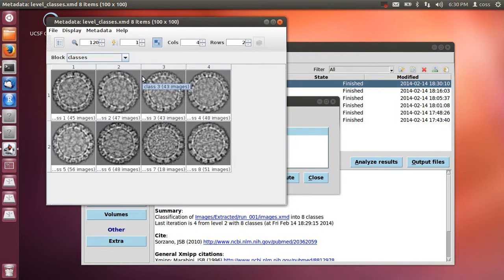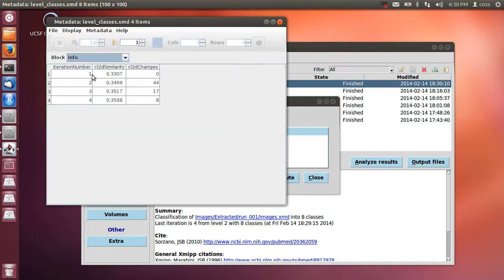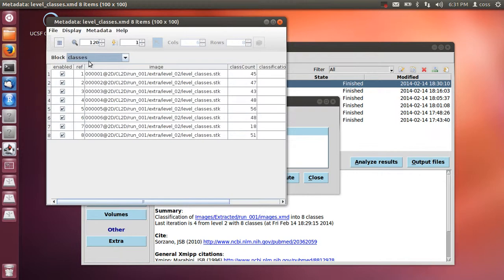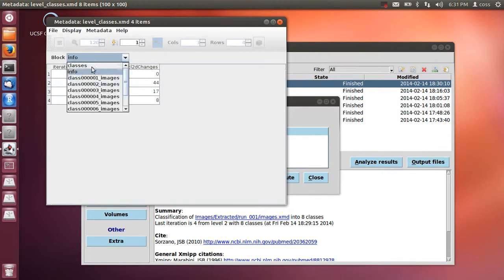are rather rich files that may have a lot of information. So for instance, here you can see the classes, but you can also see the info. The info is structured in blocks, so there are different blocks inside the metadata. This is the block of classes, this is the block of information, this is the block of images assigned to class 1, etc. So in the info we have some information about how the algorithm was proceeding.